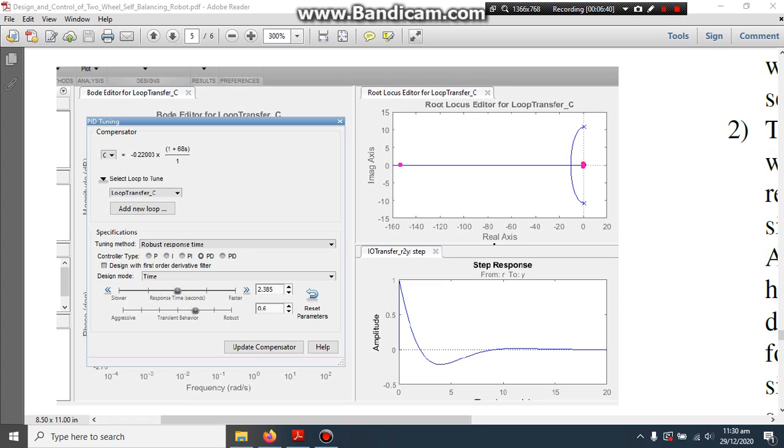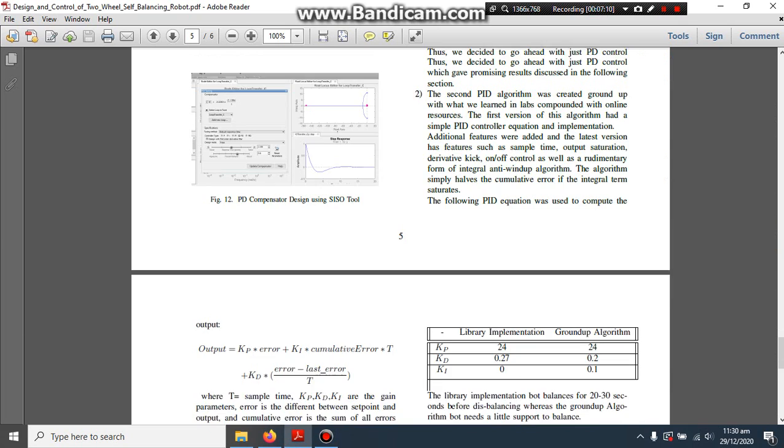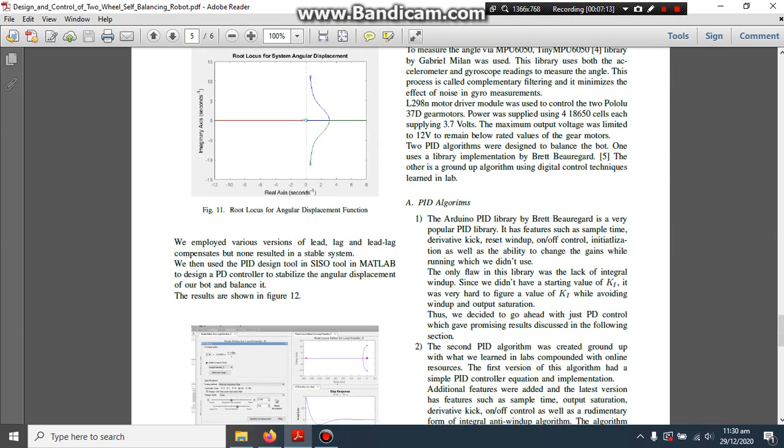We did this analysis only for the angular displacement because at the time being we were only concerned with controlling the angular displacement, rather than focusing on the horizontal displacement. In the future, if I do make some changes for the horizontal displacement as well, or study its analysis and behavior using the CISO tool, I will upload an update video. But for now, we only did analysis for the angular displacement. So this was it for the controller that we designed using the MATLAB CISO tool.